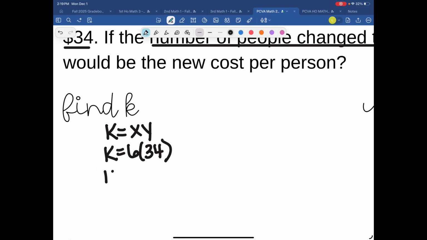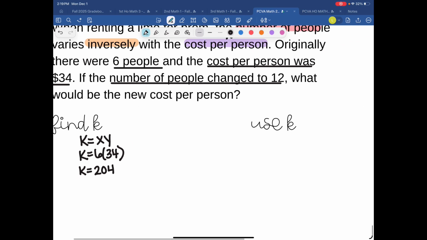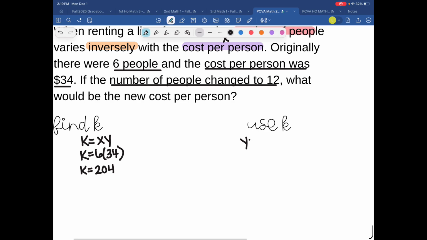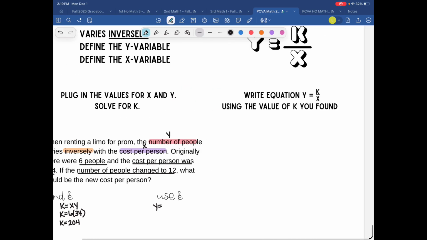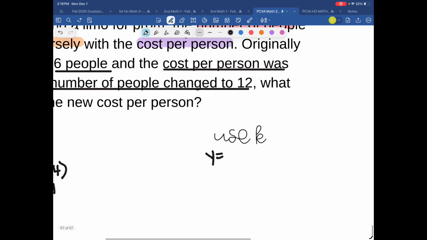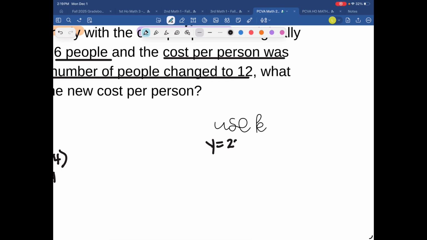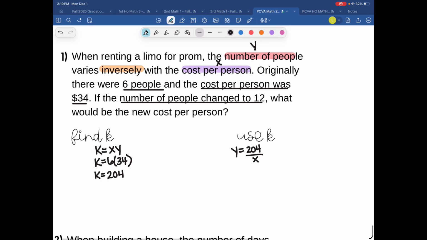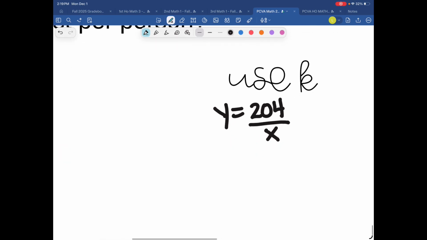All right, so if k is equal to 204, now we're going to use that, and we're going to have y equals k over x, so that's going to be 204 over x. That's our equation. The number of people is the y value, so we're going to substitute in 12. So 12 equals 204 divided by x.